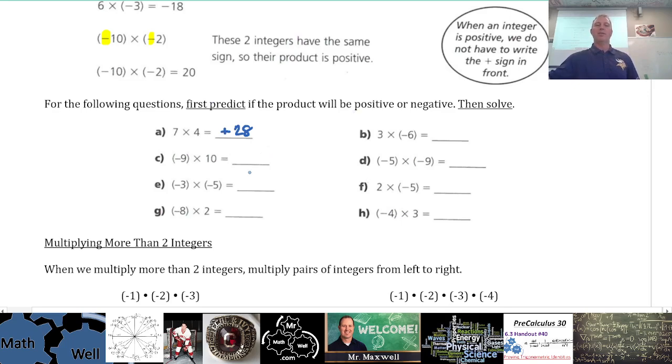Okay. What about C? Now let's go down to C. Is this going to be positive or negative when we multiply these two integers? Negative. Good, because they're different signs. Here's a negative and there's a positive. Very good. So what's 9 times 10? 90. Awesome. Easy, right? What about E? Positive or negative? Positive. Very good. What's 3 times 5? 15. Good. And finally, what's the product going to be? Positive or negative? Negative. And 8 times 2 is 16.